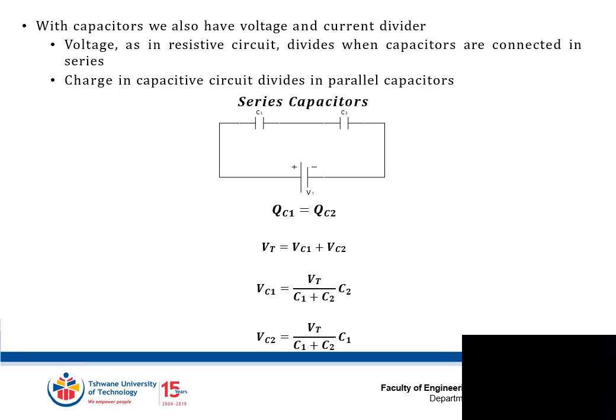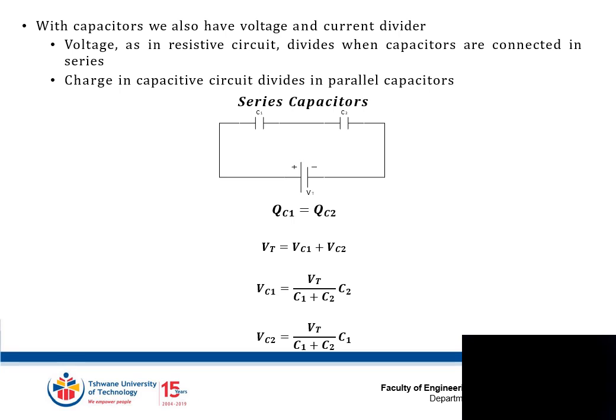With capacitors, we also have the voltage and charge dividers. Voltage, as in a resistive circuit, divides when the capacitors are connected in series. So the total voltage Vt will be equal to Vc1 plus Vc2, same as we did in resistors. Then for the total charge in series capacitors, they will have the same charge, Qc1 equals Qc2. But the charge in parallel capacitors will divide, same as current in parallel resistors.